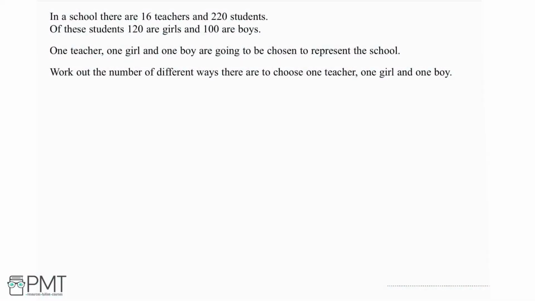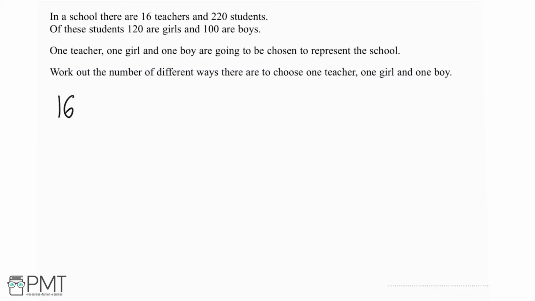In a school, there are 16 teachers and 220 students. Of these students, 120 are girls and 100 are boys. One teacher, one girl and one boy are going to be chosen to represent the school, and we need to work out the number of different ways there are to choose one teacher, one girl and one boy. So how many ways are there to choose one teacher?